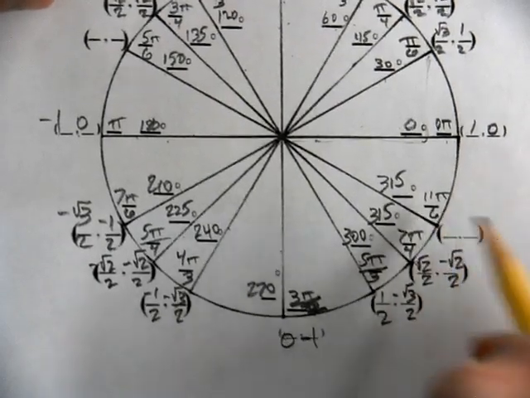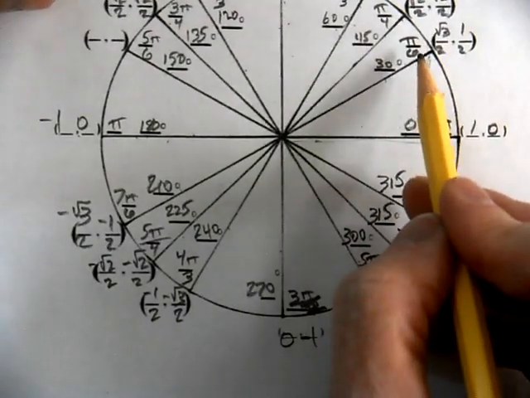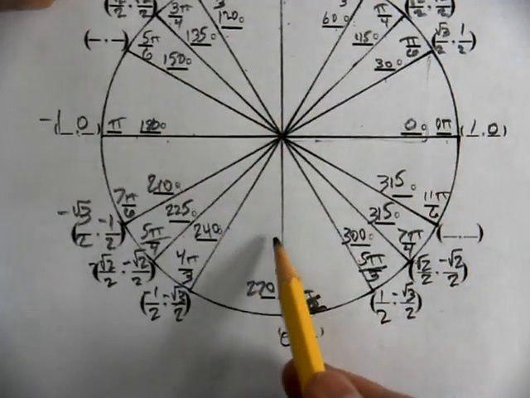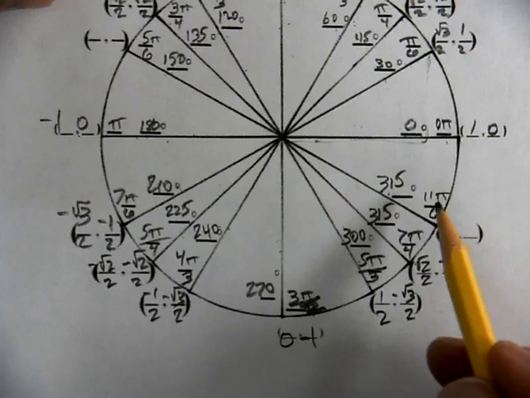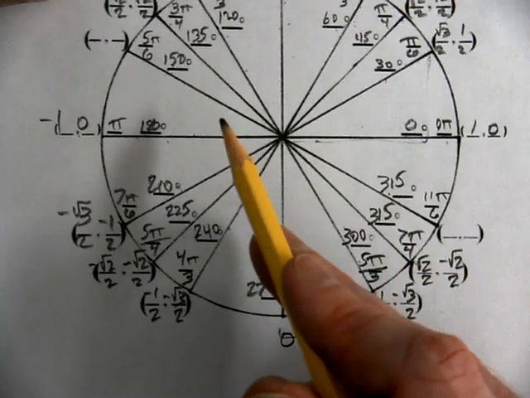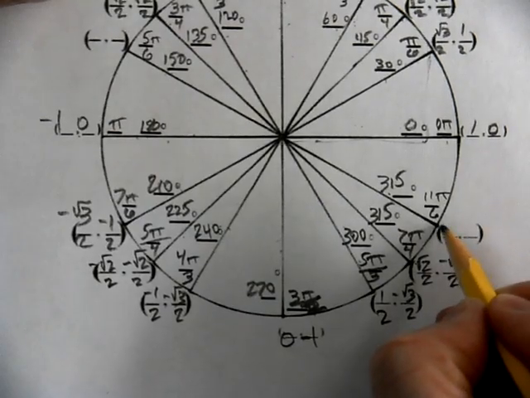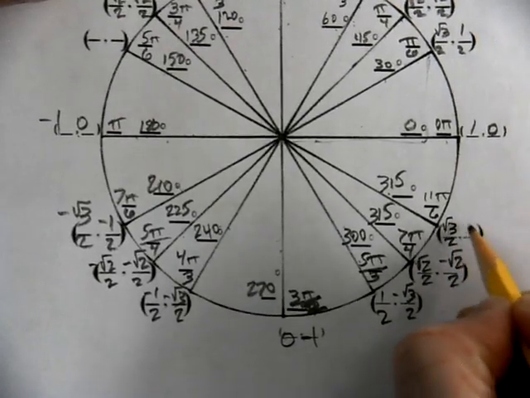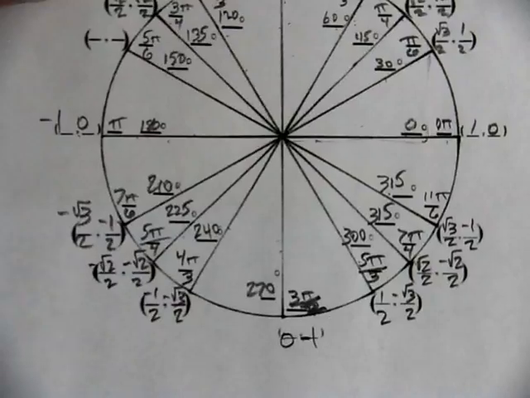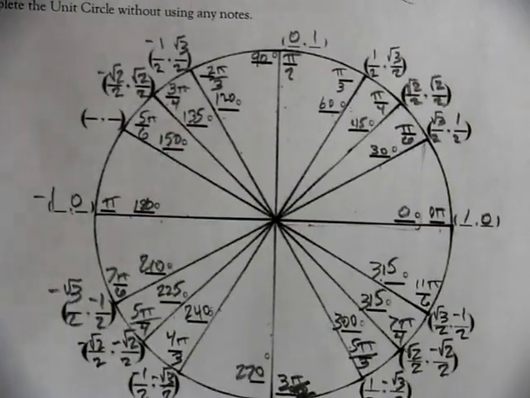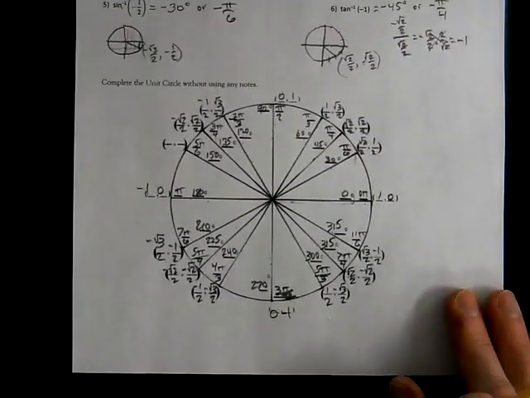11 pi over 6. You can count that if you want. 1/6, 2/6, 3/6, 4/6, 5/6, 6/6, 7, 8, 9, 10, 11 sixths. We skip the middle bars because those are not multiples of 30. We're over a long way and we're down a short way. And there's the whole unit circle. Good job, everybody. Good luck.